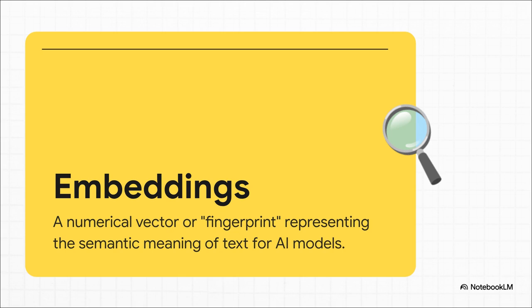You see, an AI model doesn't understand words and sentences like you and I do. It speaks math. So we have to translate our text into its language. This process is called embedding. You can think of an embedding as a unique numerical fingerprint of a piece of text's meaning. It's all captured in a long list of numbers called a vector.